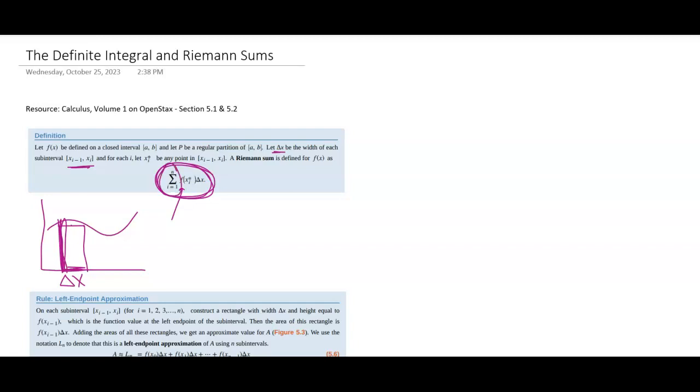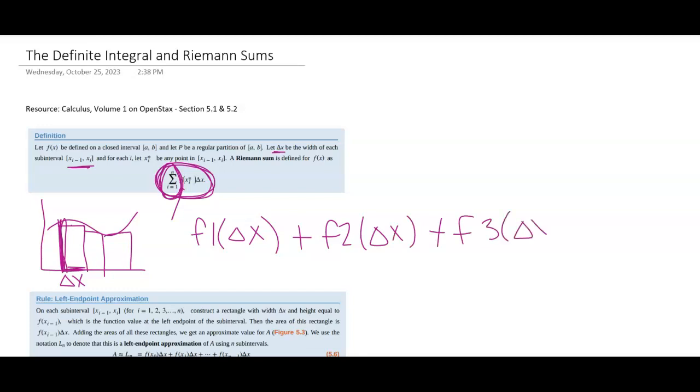Now, this notation right here says, now add all of those up for as many rectangles you have chosen. So in this, if I chose to do 3 rectangles, then I would have f1 times delta x plus f2 times delta x plus f3 times delta x, and then that would end up approximating this area between the function and the x-axis using those 3 rectangles.